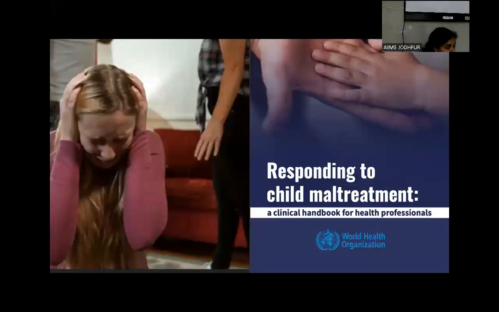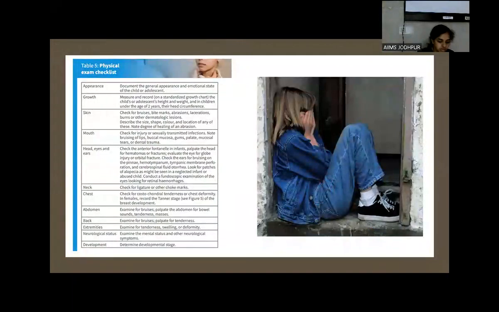Coming to the guidelines that have been provided for clinicians, the WHO has given a clinical handbook for responding to any child maltreatment. I have just included the major points from that. They have provided a physical exam checklist for any child when you are suspecting child abuse. To be documented: the general appearance, the emotional state of the child, the height and weight, and the head circumference if the child is of a young age.